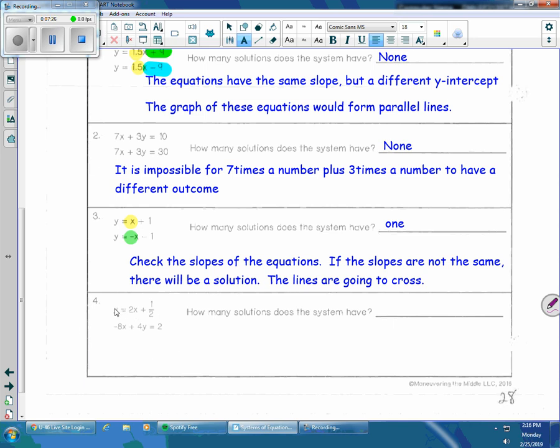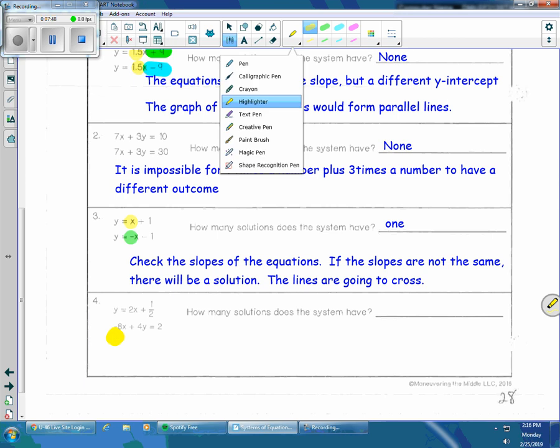This one, I've got one in slope-intercept form and one in standard form. I can't compare them. Right now, it's like looking at apples and oranges. I need to have them both in the same format. And since we're pretty accustomed to dealing with slope-intercept form, I'm just going to go ahead and transform this second equation into slope-intercept form.